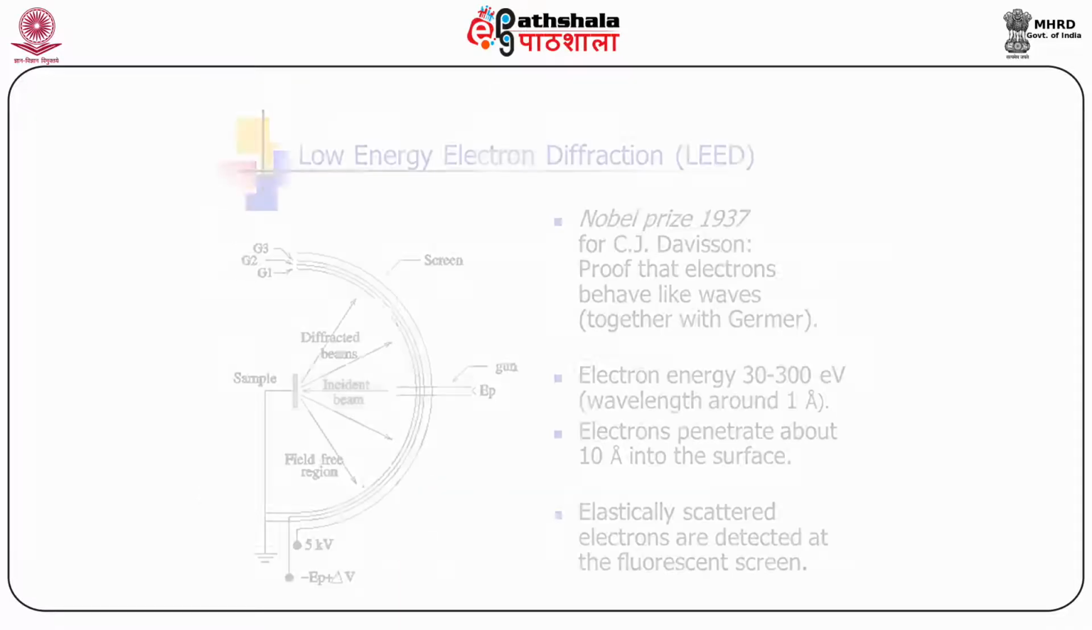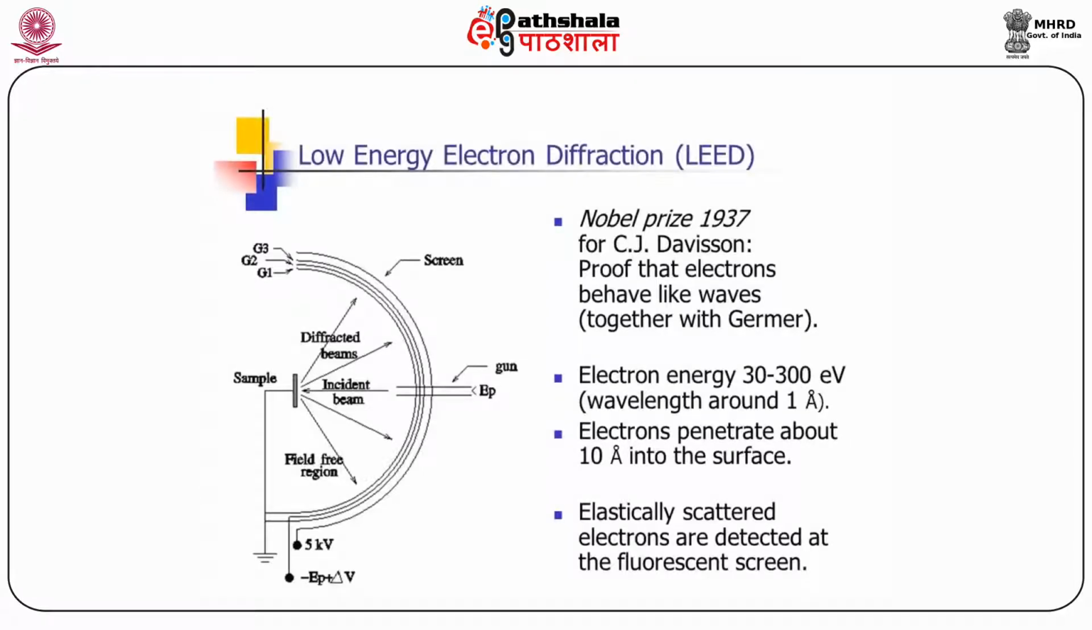The discovery of electron diffraction by Davisson and Germer in 1927 and subsequent development in the vacuum technology and solid state physics during the following decades, the low energy electron diffraction LEED has become a standard technique in surface science, and Nobel Prize 1937 for C.J. Davisson proved that electrons behave like waves together with Germer.